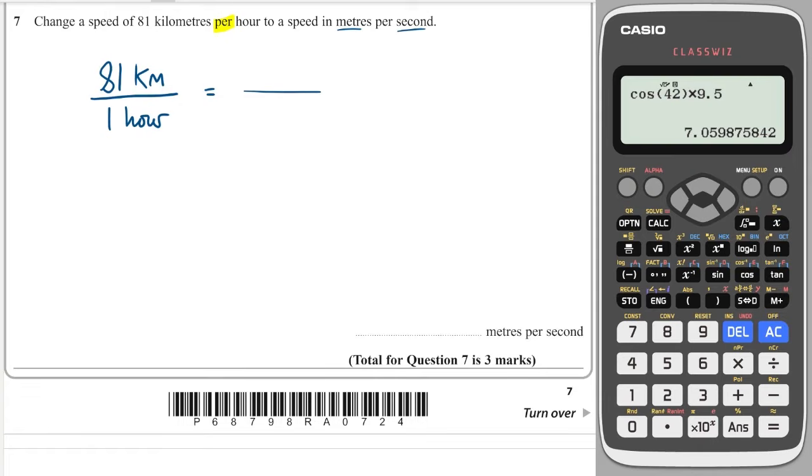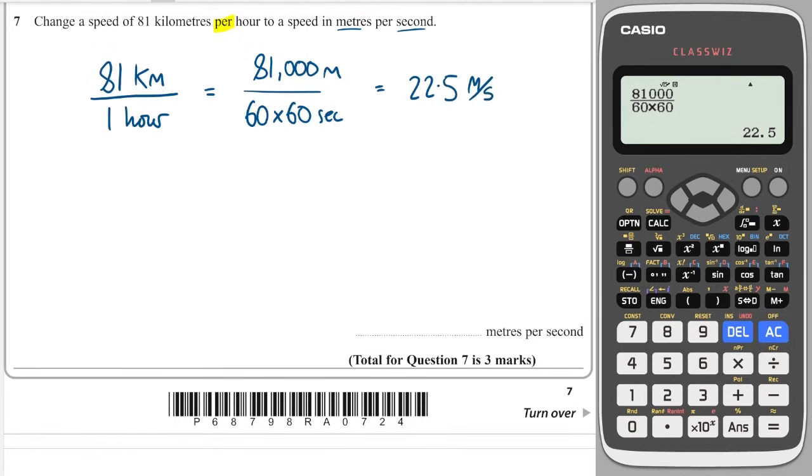So converting the top, 81 kilometers is the same as 81,000 meters, and 1 hour is the same as 60 minutes, and in every minute there are 60 seconds. So it's 60 times 60 seconds. So this is going to give me 81,000 over 60 times 60, which is 22.5 meters per second.